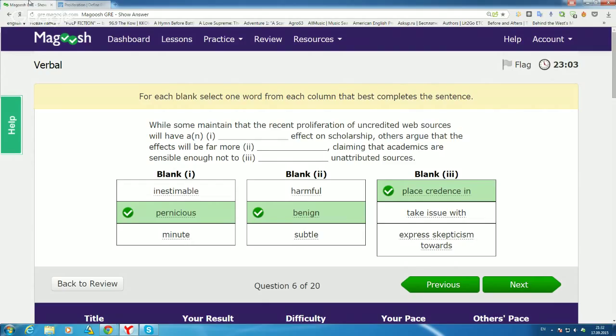Yes, got it. You understood what you were saying. I just wanted to make sure that the way that you explained it was clearer, that it was more natural. Okay, so what kind of word do we want in the first blank? Web sources will have a blank effect on scholarship.